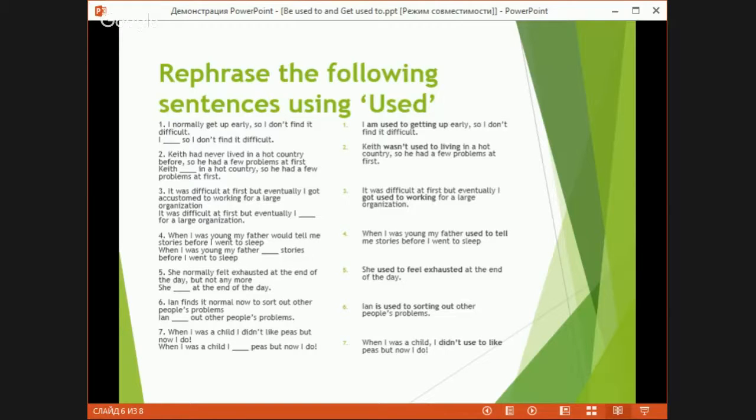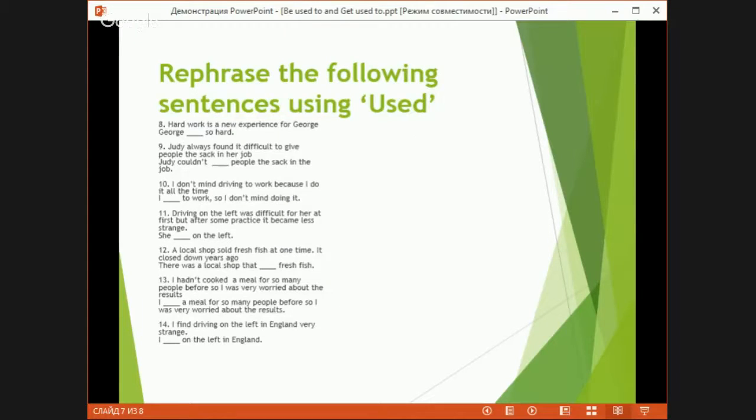And the last one: when I was a child, I didn't used to like peas, but now I do. The original was: when I was a child, I didn't like peas, but now I do. Very easy. Let's look at the next part, please. Again, just a minute, and then we will finish.